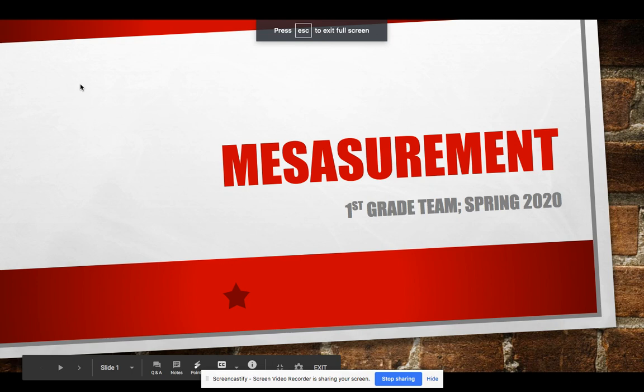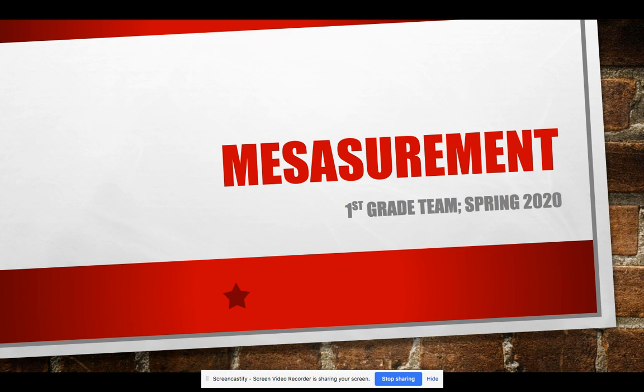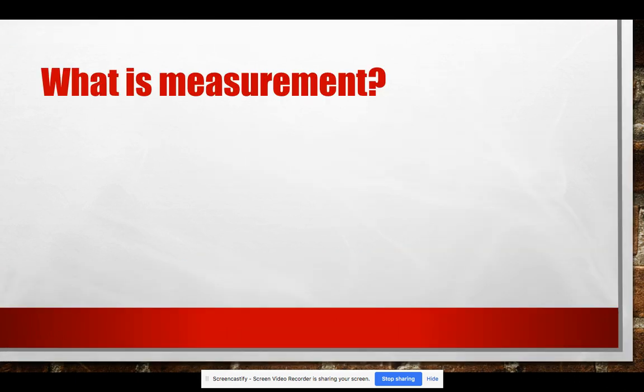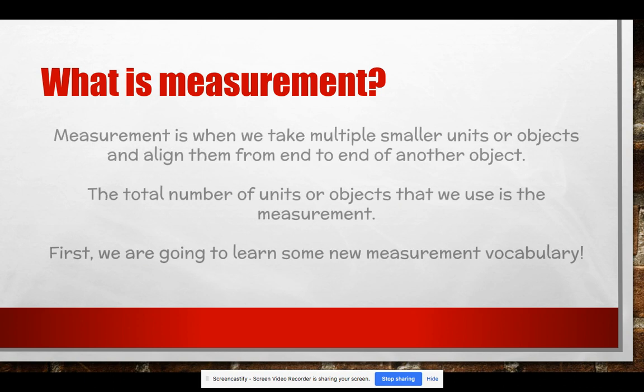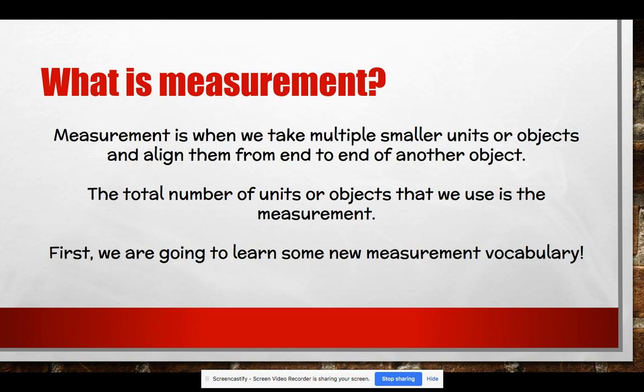Hi, boys and girls. This week in math, we're going to be starting a new unit. Our new unit is going to be on measurement. I know you're probably wondering, well, what is measurement? Measurement is when we take multiple smaller units or objects and align them from end to end of another object. The total number of units or objects that we use is the measurement.